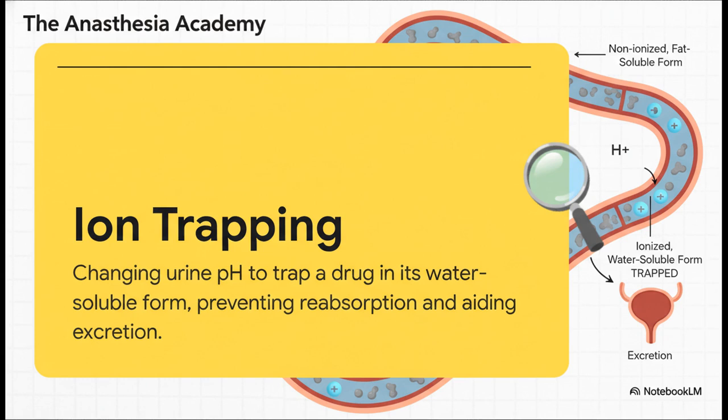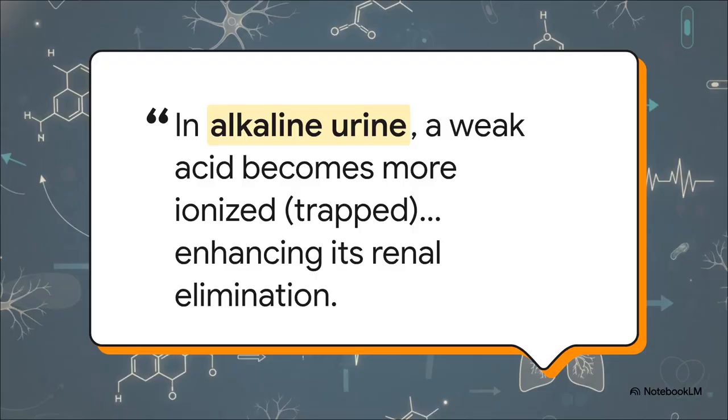This whole thing hinges on a concept called ion trapping. The name sounds kind of complicated, but the idea is actually pretty simple. See, drugs can easily sneak back from the kidney tubules into the blood if they're in their non-ionized fat-soluble form. But if you can flip them into their ionized water-soluble form, they get trapped in the urine and, well, they get flushed right out. So, here's the rule of thumb. To trap a weak acid, you make the urine alkaline. By giving something like sodium bicarbonate, you drive up the urine pH. This forces that phenobarbital into its ionized state, which means it can't be reabsorbed. It's stuck. And this just dramatically speeds up its excretion.